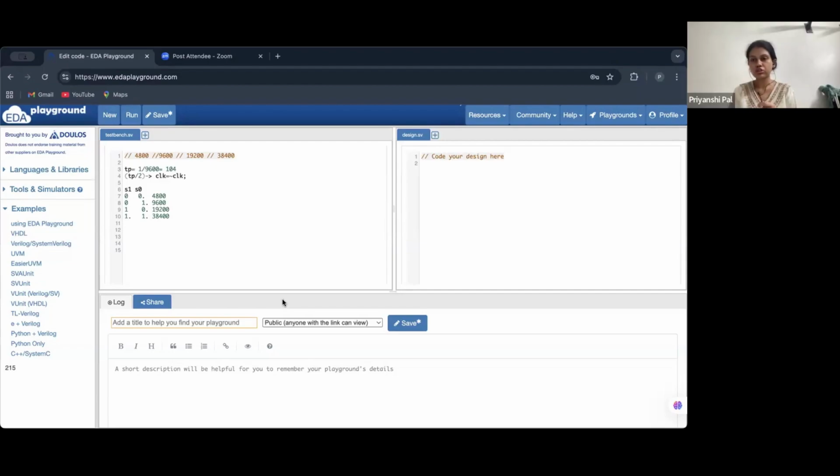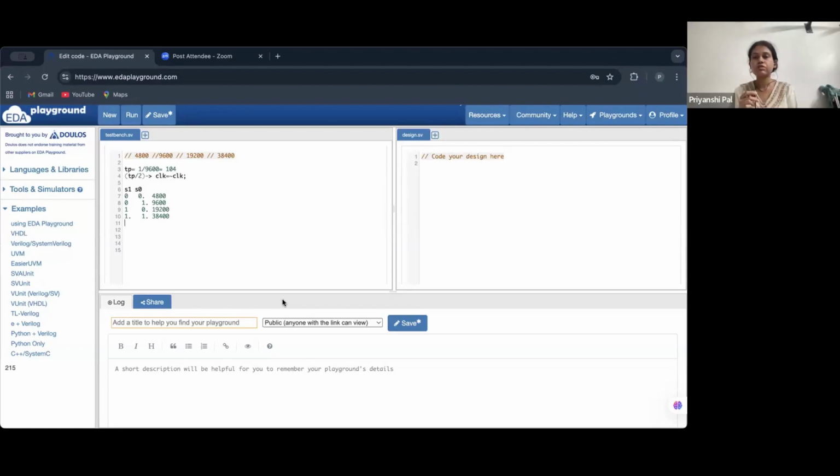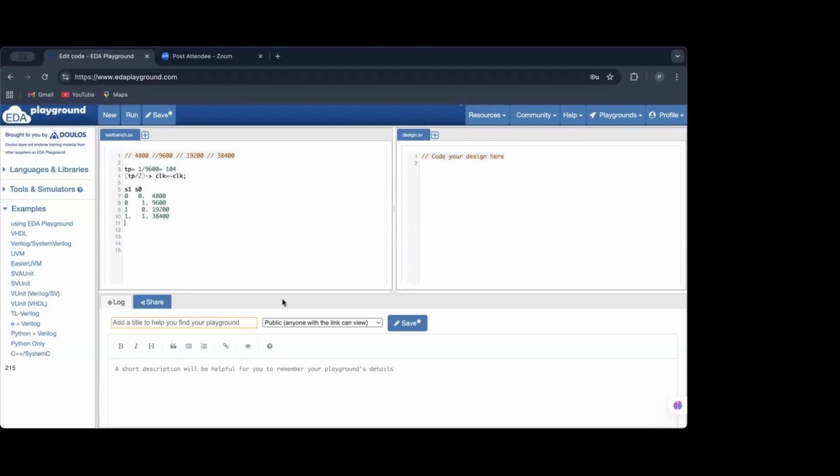Ma'am, there will be a collision. If they are accessing the same slave, there will be a collision if they start at the same time. The slave will get the starting condition from two masters. Okay, what do you think?